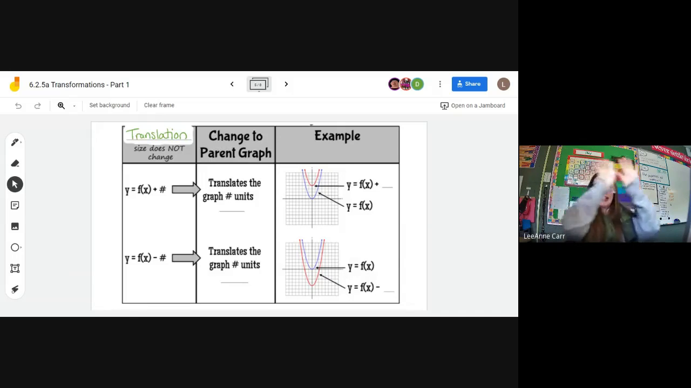We're just literally sliding it around the coordinate plane. Oh, good, Caitlin, then you should be a pro.